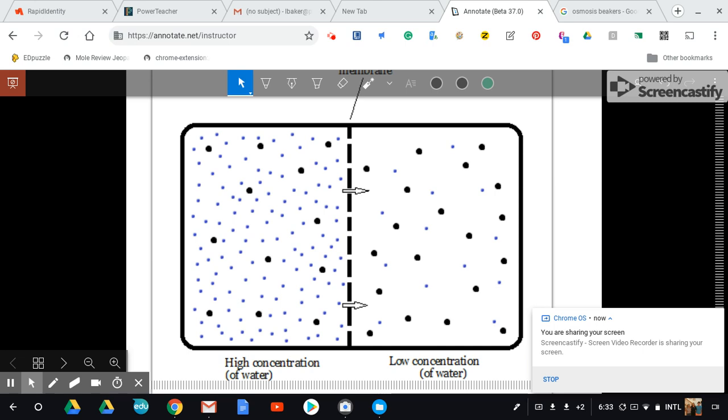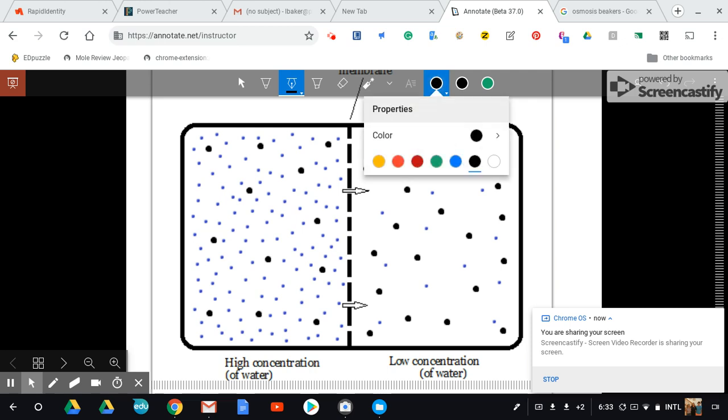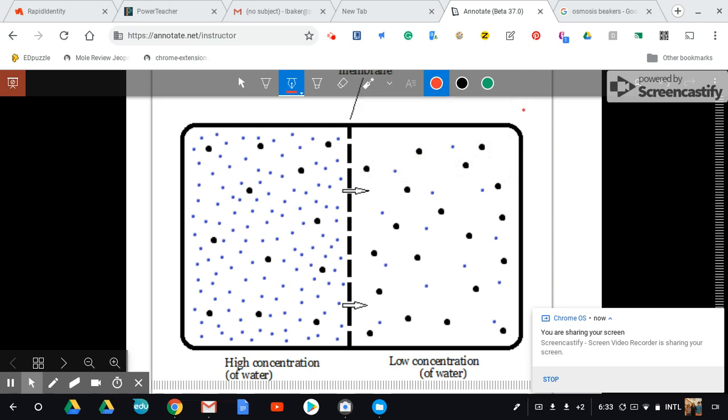All right, so I'm going to go back over osmosis in terms of how things move. The first thing I want you to remember is that osmosis is only water. And it always moves from an area of high concentration to an area of low concentration. So that's why, if you look, water is going through this membrane because I have a high concentration of water, that's all the blue dots, and a low concentration.